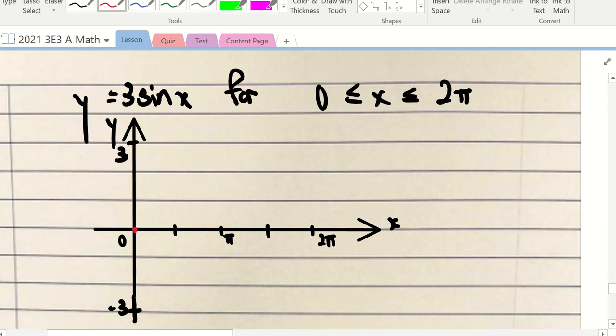The next interval is pi over 2. You can write down. Where should we go to after 0? Maximum. In this case, it is 3. Don't believe, press the calculator. 3 sine of pi over 2 in radian mode. You will get 3.